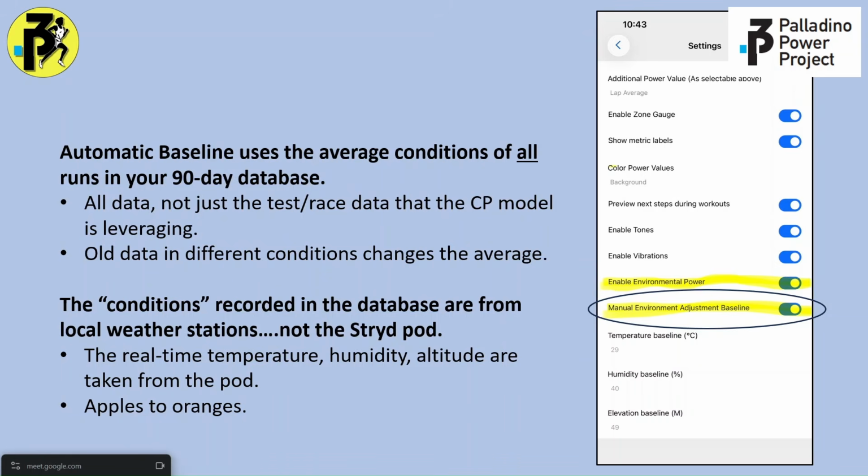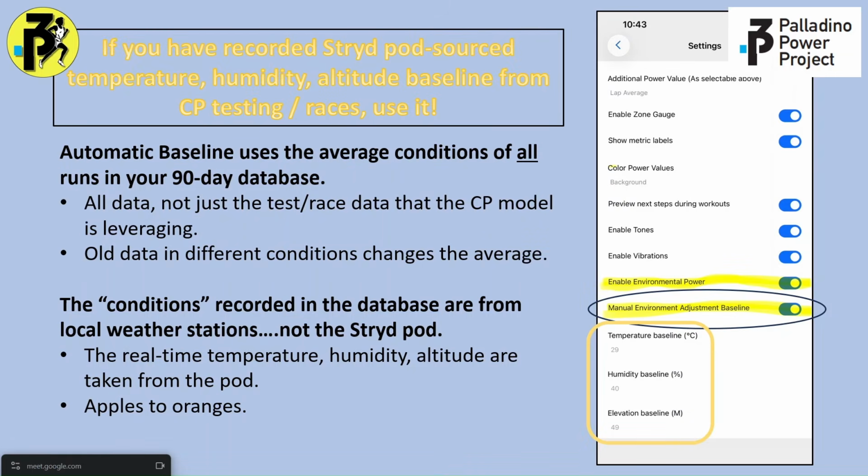I go, that CP is specific to this temperature, humidity, and altitude or elevation, right? And so that is what he puts in there. So if you have recorded the Stryd pod source temperature, humidity, altitude baseline from your tests and races, use it.